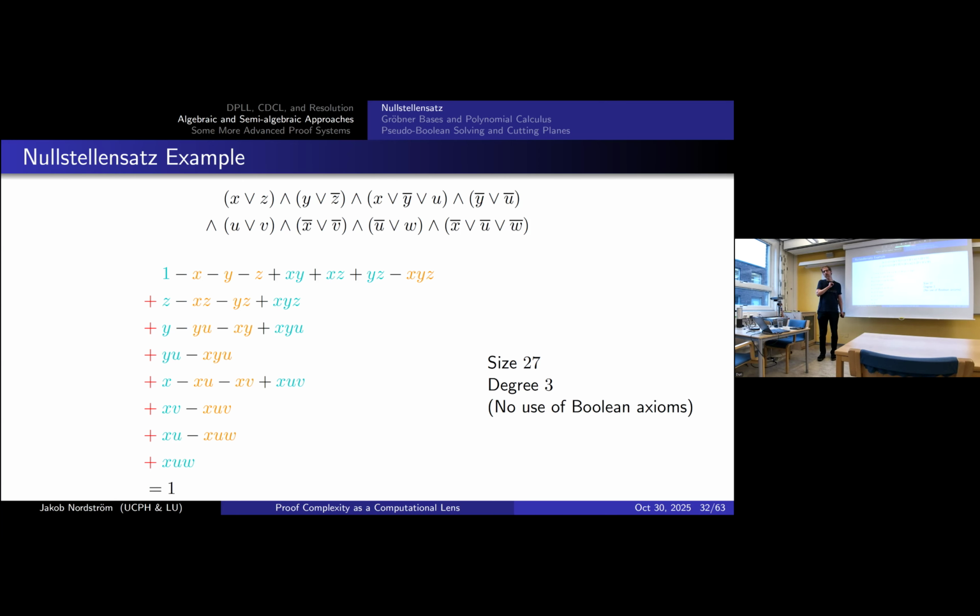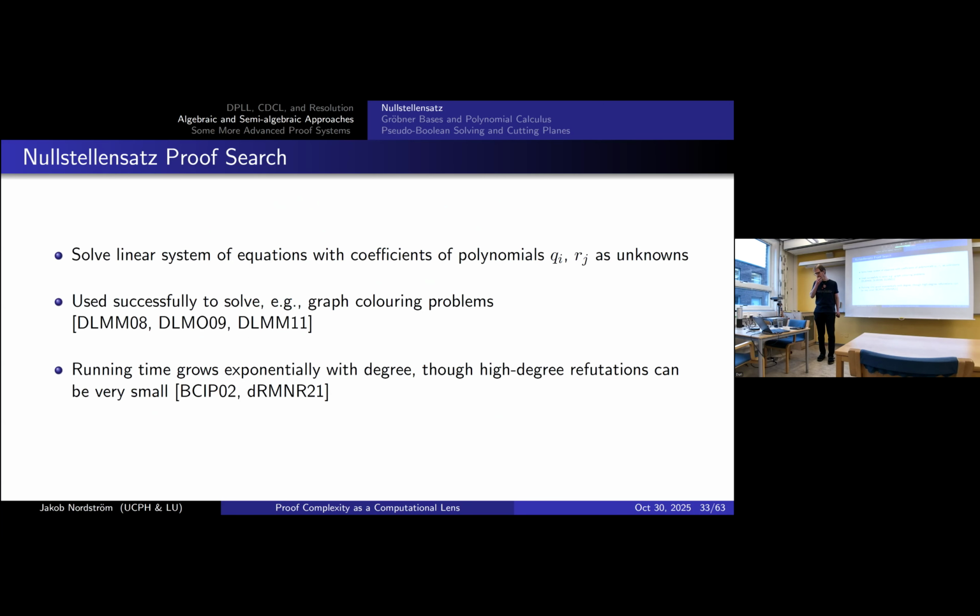Interestingly, here I'm not using the Boolean axioms. So I don't need to use them for completeness for CNF formulas, but you can define this proof system for any type of polynomial equations, and then you might need the Boolean axioms. Also, for some CNF formulas, having Boolean axioms can give you shorter certificates, but we're not going to talk about that. Okay, so this is Nullstellensatz.